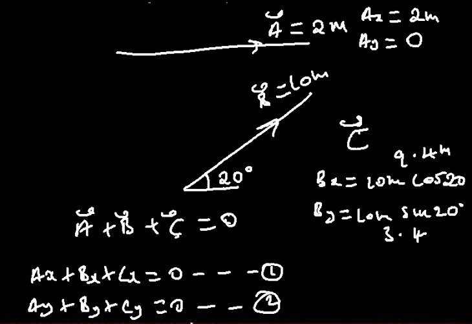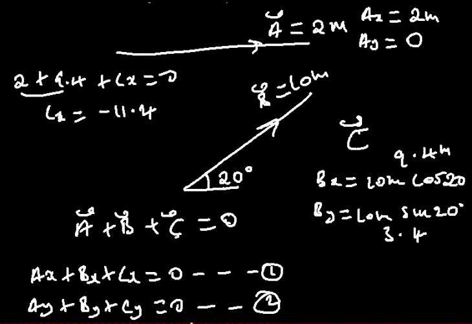Now in this case we have to substitute: what is Ax, 2; what is Bx, 9.4; and what is Cx, we don't know, but we have to sum those. So 2 plus 9.4 plus Cx equals 0, so Cx is negative 11.4.